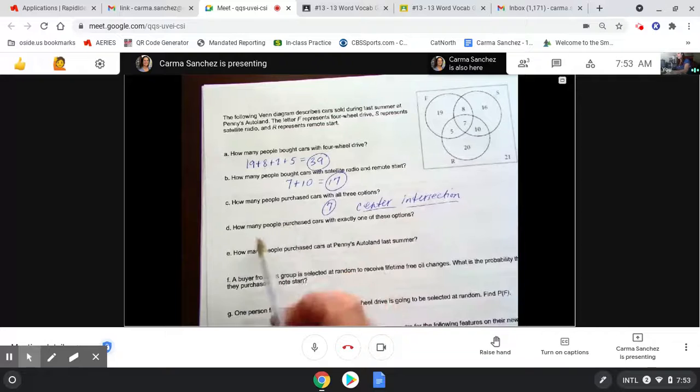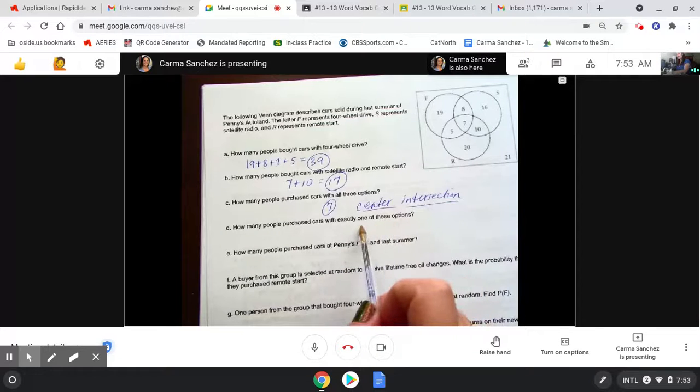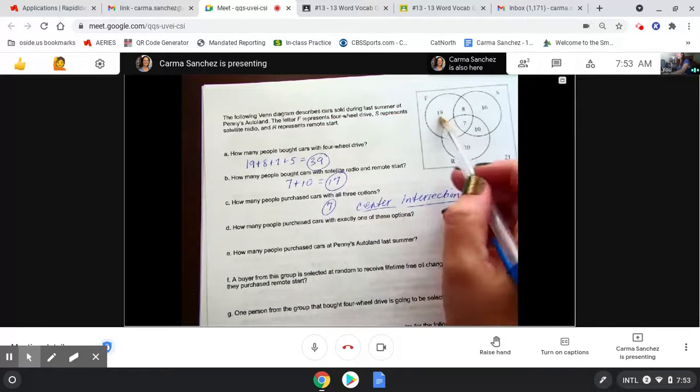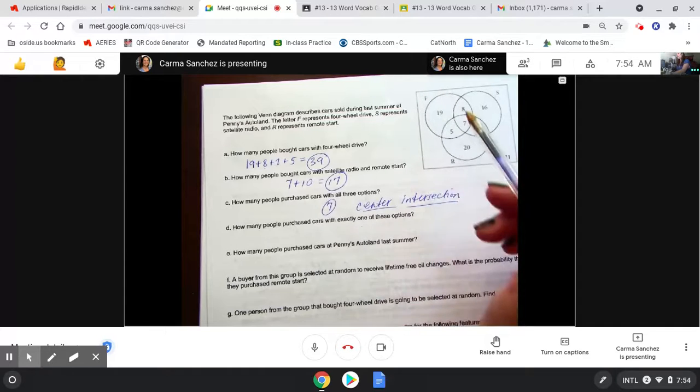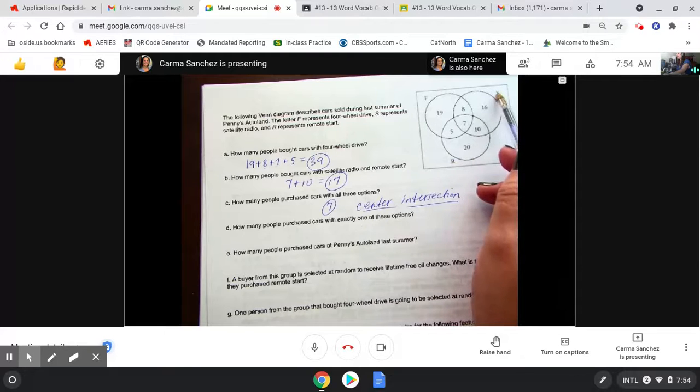How many people purchased cars with exactly one of these options? So these 19 people got just four-wheel drive. These 20 people got just remote start. And these 16 people got the satellite radio. So 19 plus 16 is 35, 45, 55.